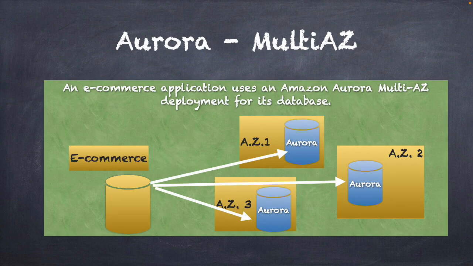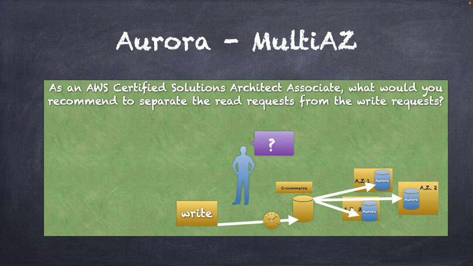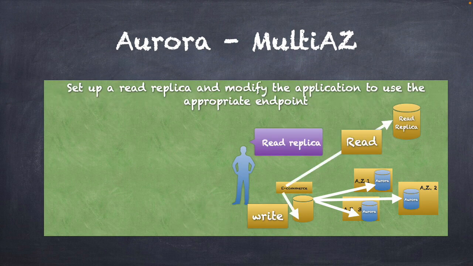We have an e-commerce application that uses an Amazon Aurora multi-AZ deployment for its database. While analyzing the performance metrics, the engineering team has found that the database reads are causing high input-output and adding latency to the write request against the database. As an AWS Certified Solutions Architect Associate, what would you recommend to separate the read request from the write request?